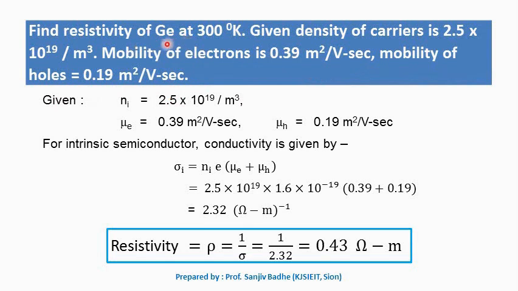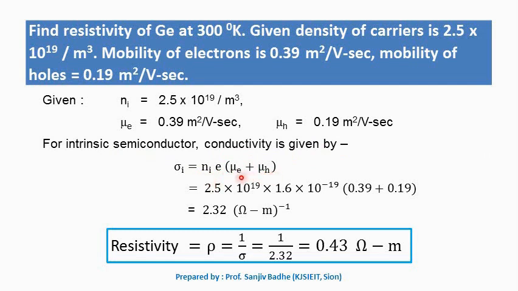So here intrinsic germanium is given to us. So intrinsic concentration is given as 2.5 into 10 raised to 19 per meter cube. Mu E, the mobility of electrons, is 0.39 meter square per volt second, and mu H, the mobility of holes is 0.19 meter square per volt second. For intrinsic semiconductor, we can write conductivity as Ni e into (mu E plus mu H).